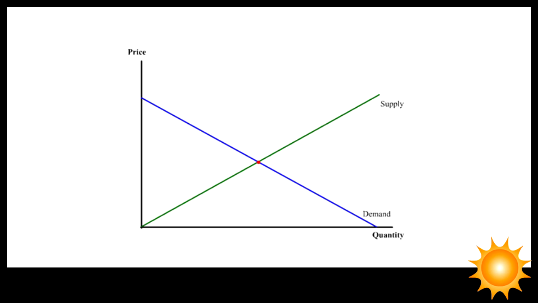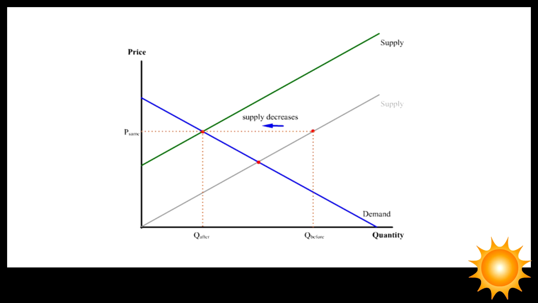When less is supplied at the same price, supply rather than quantity supplied is said to have decreased. With demand remaining unchanged, a decrease in supply will push up price. After the market clears, a smaller quantity is sold at a higher price when supply decreases.